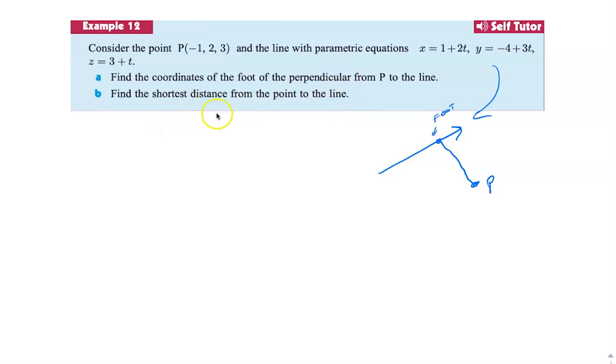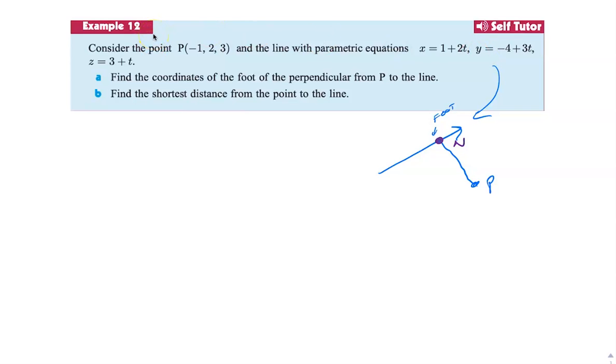So again, find the shortest distance. So it's another one where you actually find the distance. So how do we do it? Like we always do, right? Pick a point on the line. I don't know, let's call it N this time. And N is just any point on this line. So, well, what is this line? Well, the line is this parametric equation.